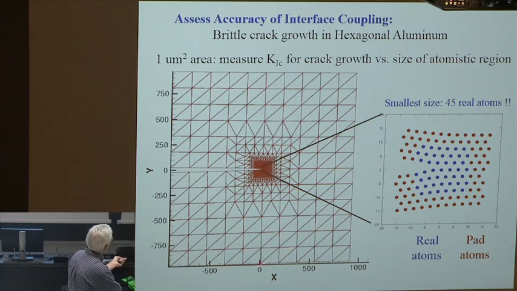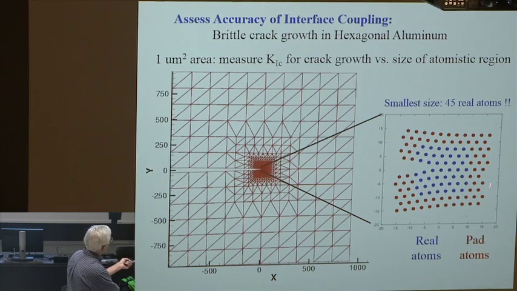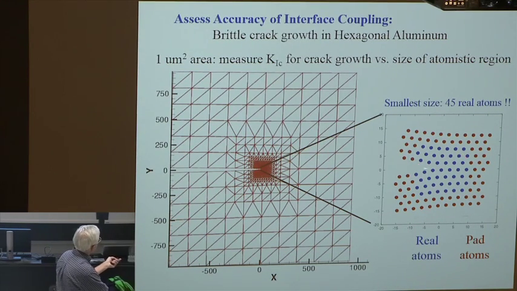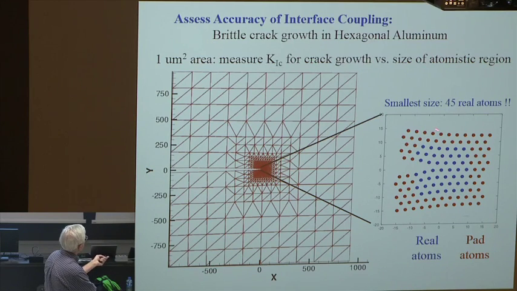So here I have finite elements, and way down here at the crack tip, there's the crack tip right there, I have atoms. And we're going to load this in K1, mode 1 loading, and we're going to ask, what's K1C? And this material is a slightly fictitious material. You take aluminum and you put it in a hexagonal lattice, and it turns out that that particular material is brittle. So it sort of looks like aluminum, but it's brittle.